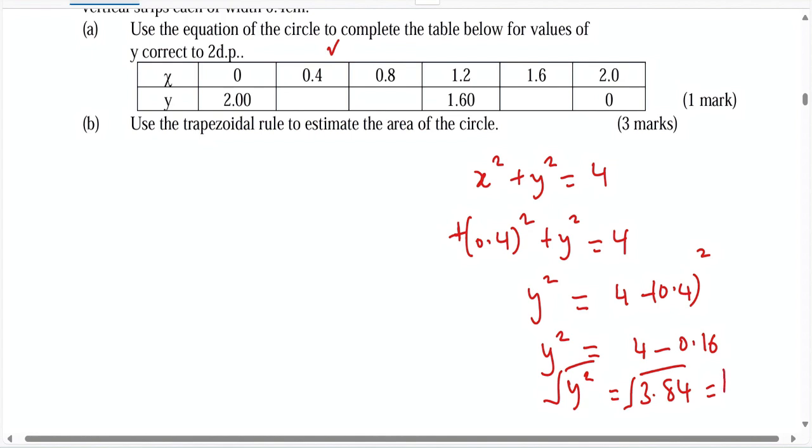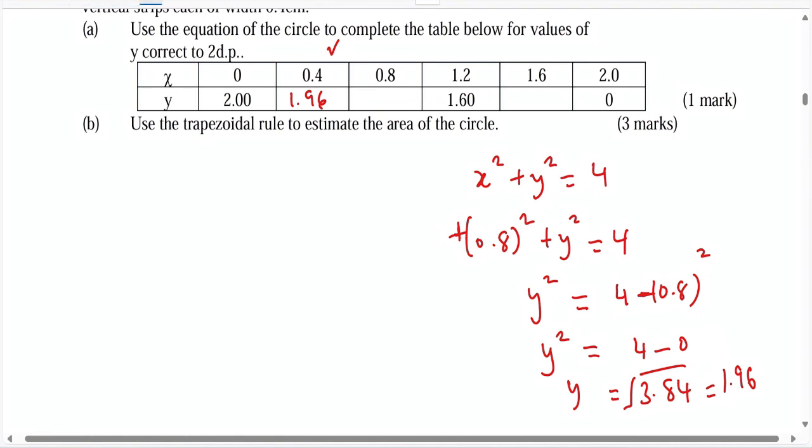Correct to 2 decimal places, don't forget. So this gives 1.96, and we do the same thing with the others. So we will do 0.8. So it will be 0.8 squared, and taking the other side it will be 4 minus 0.8 squared. Remember, the square affects the negative sign, so you are just squaring 0.8 only. So 0.8 squared is 0.64.